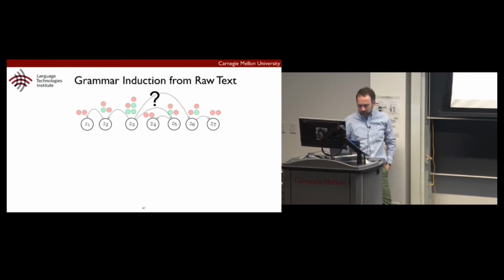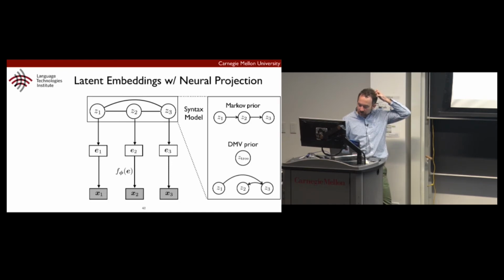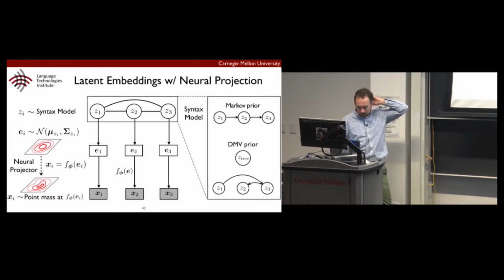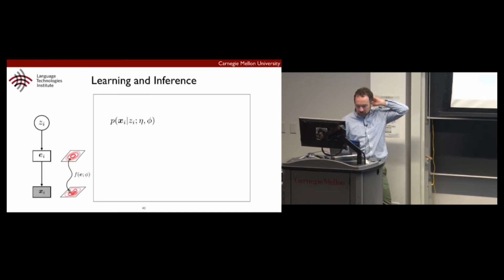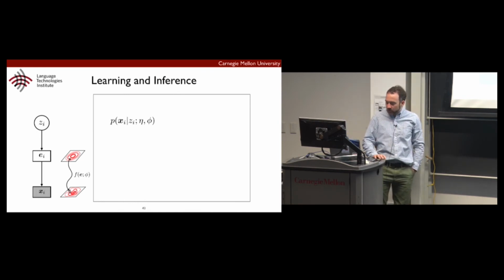We have another model for learning trees. I'll skip that because it's less important. So basically, we have a model that looks like this. So the question is, how do we learn this model?